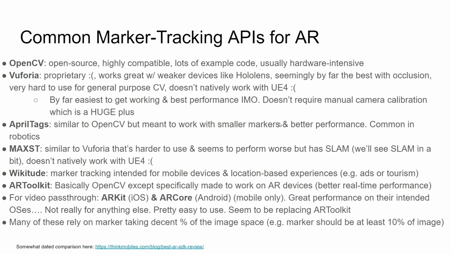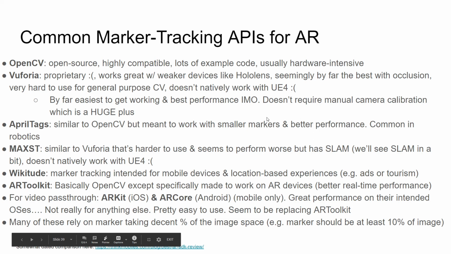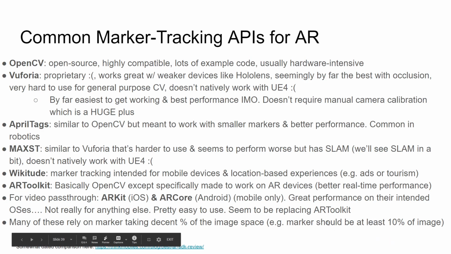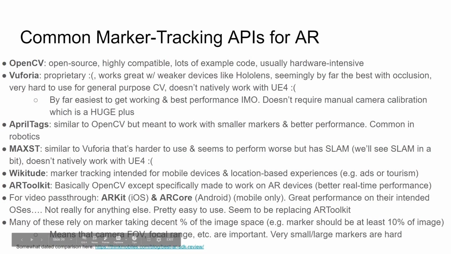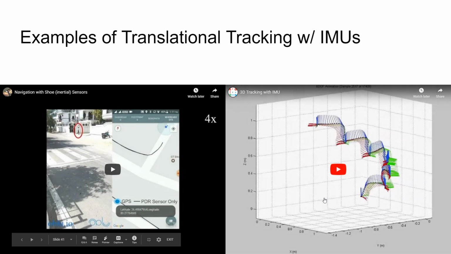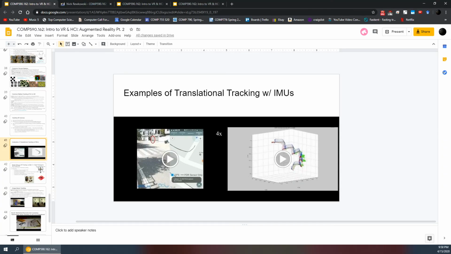A lot of these marker tracking libraries assume that the marker will take a decent percentage of the image space. So I find this is a problem with my own work, which is why I use small focal range cameras. But a lot of them assume that the marker will take at least 10 to 25% of the image. And the implications of this are that the camera field of view, the focal range, and all the parameters are really important. And it means that very small or large markers are hard. So anyway, the rest of this I'll save for next time.